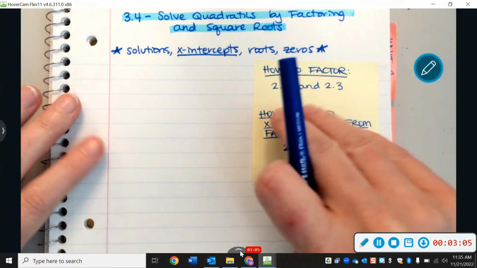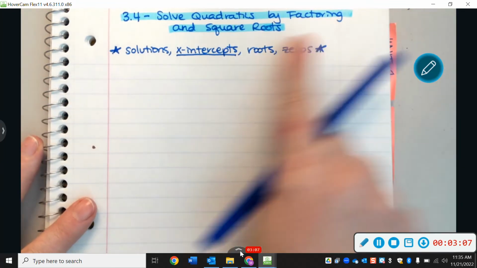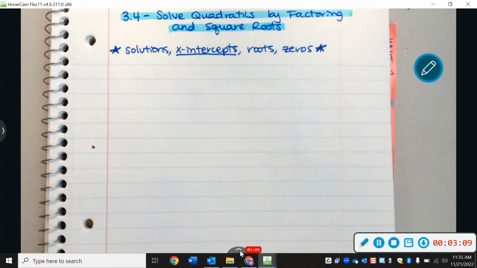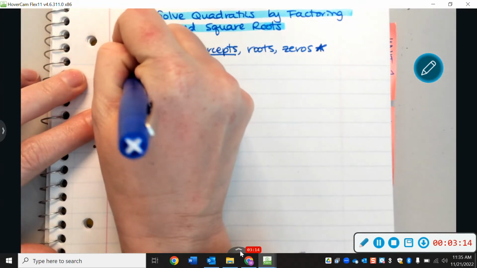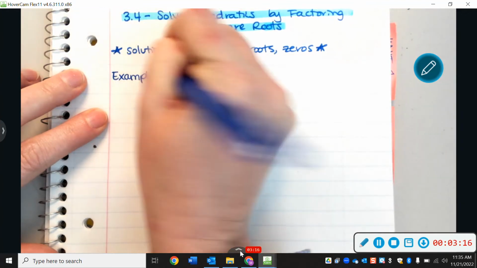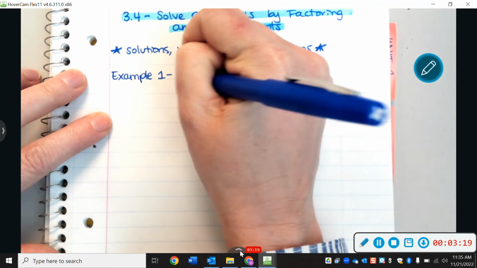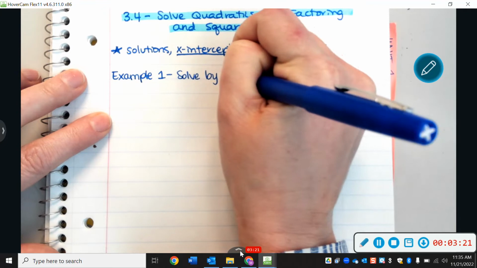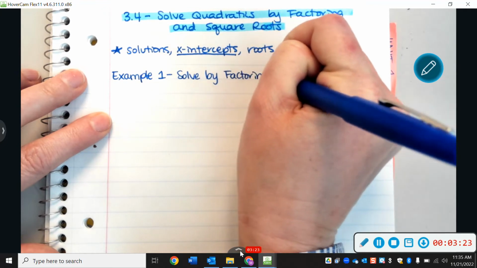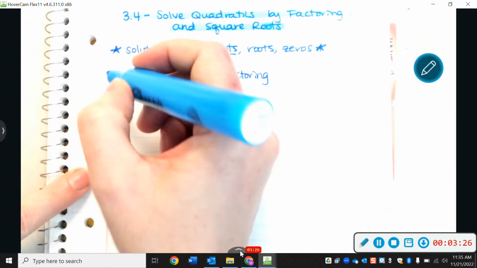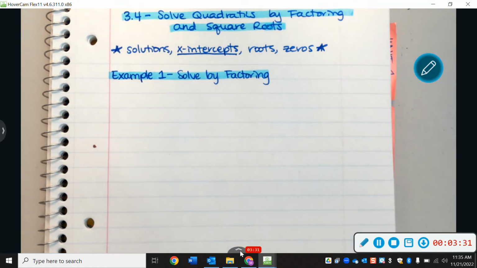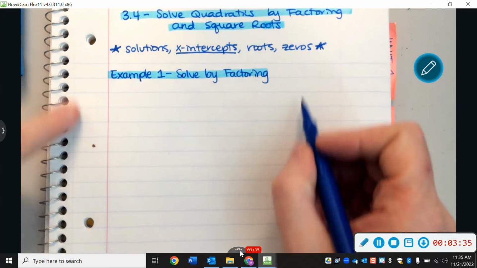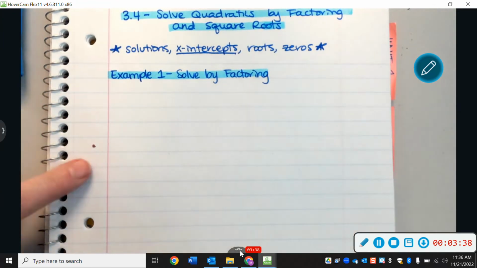So we're going to do a couple of examples of that, solving by factoring, and then we'll look at solving using square roots as well. So let's start with factoring. Specifics of how to factor are in your past notes, but I will put a couple of notes about how to solve by factoring.